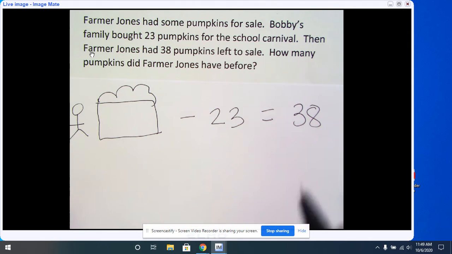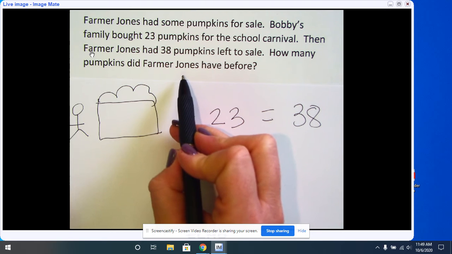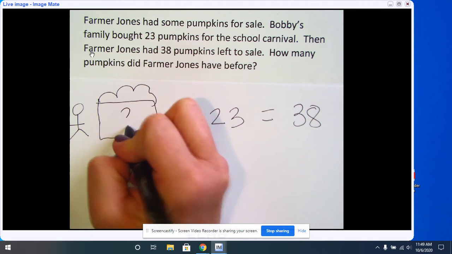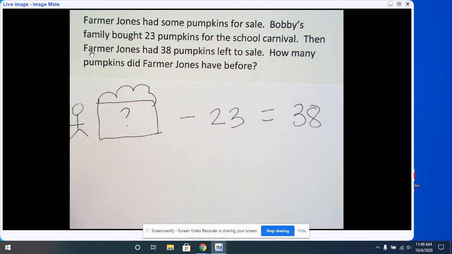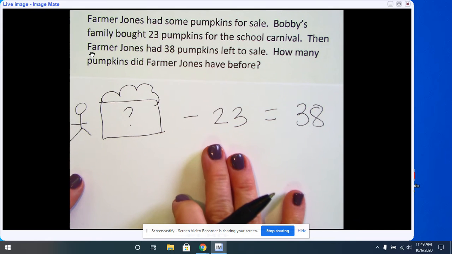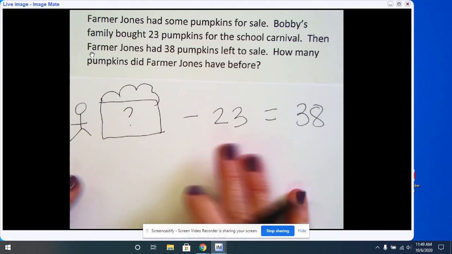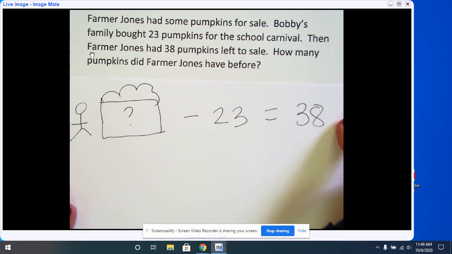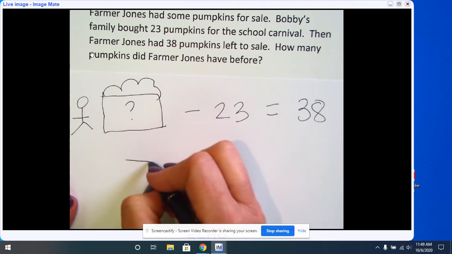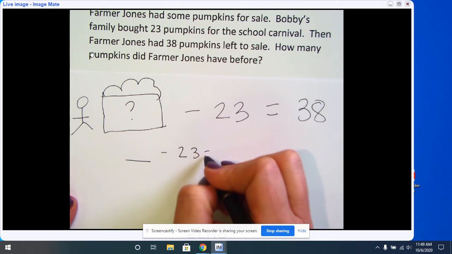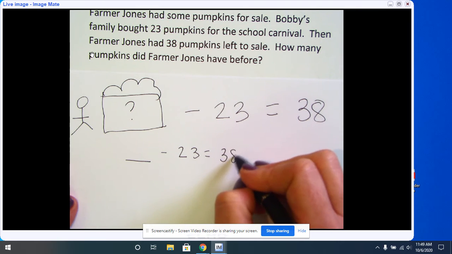The question is, how many pumpkins did Farmer Jones have before? How many pumpkins did he have before Bobby's family came and bought the 23? All right, so this is one way to look at it. This would be a number sentence. Some number minus 23 equals 38.